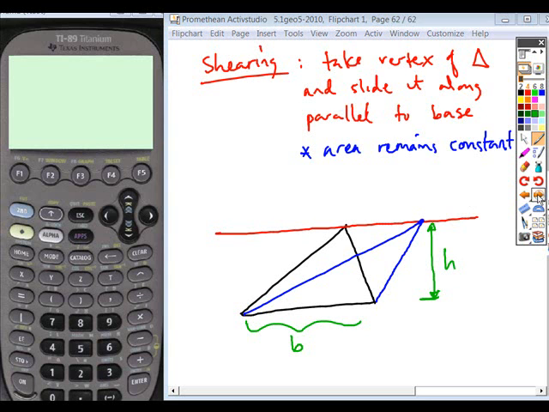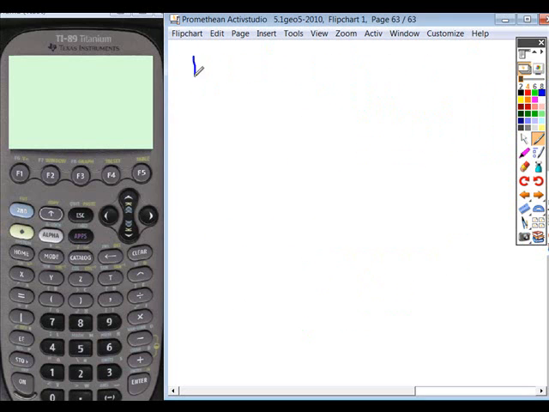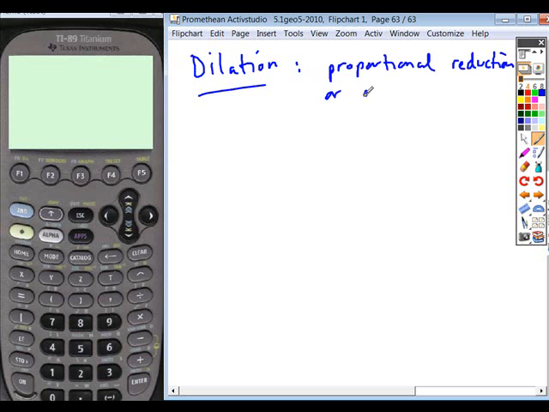The one other concept that you're going to see or hear repeated here in this section is dilation. And we talked about dilations when we dealt with circles. A dilation is just a proportional reduction or enlargement of a figure. In this particular chapter, there'll be triangles.